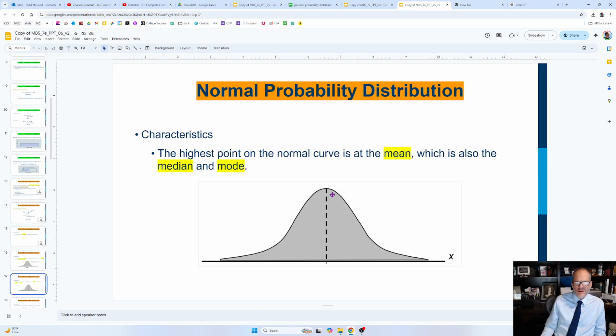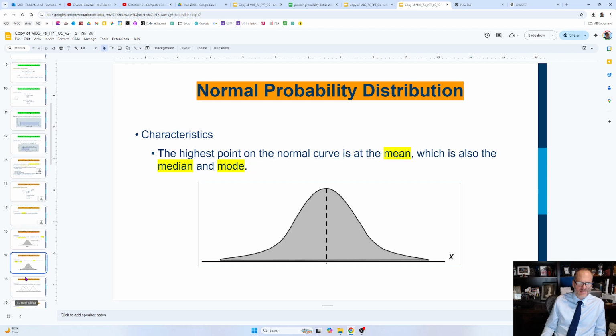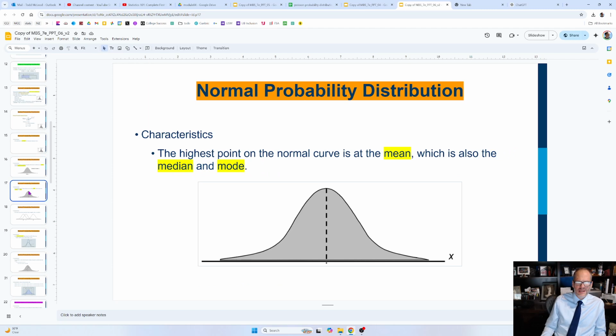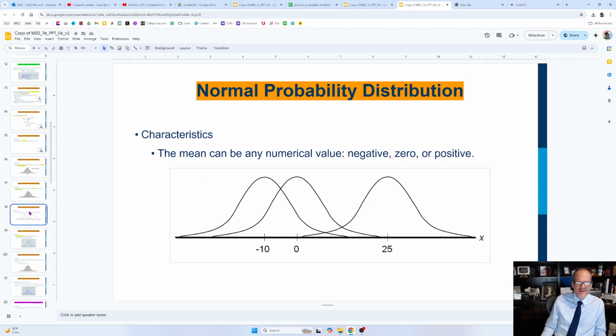And so the highest point of the curve is its mean, and the mean is also the median and the mode. And that's right in the middle. Okay, and it's symmetrical on both sides. It's not skewed. So that's how the mean is helping define a normal probability distribution. And then the median and the mode, incidentally, are the same as the mean in a normal probability distribution. The mean can be any numerical value, negative, 0, or positive. So, on a line, the mean could be anywhere there.